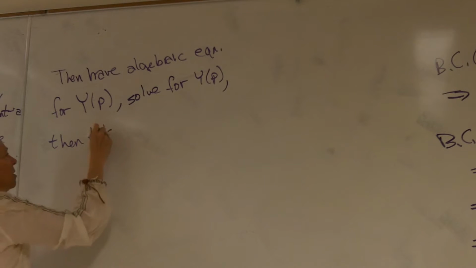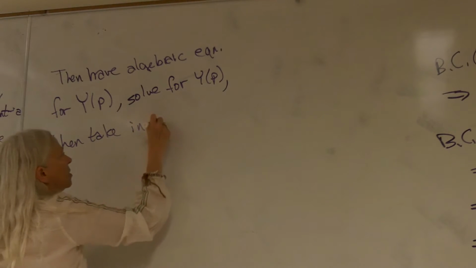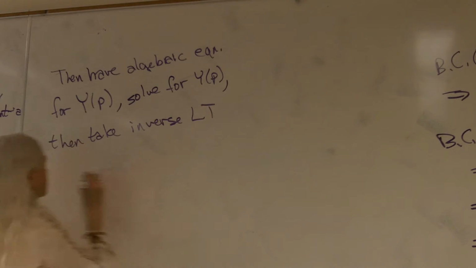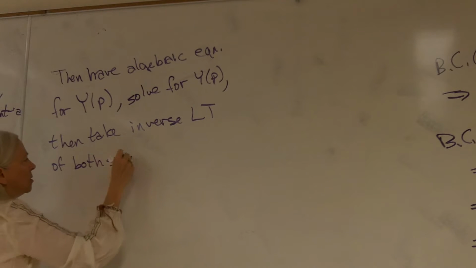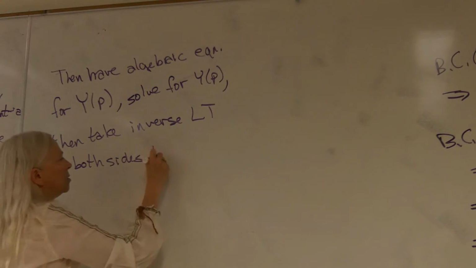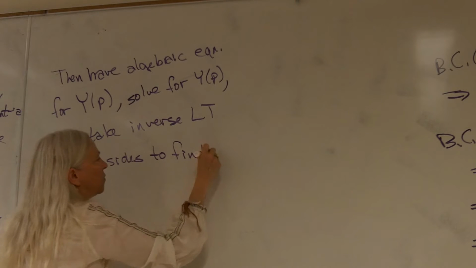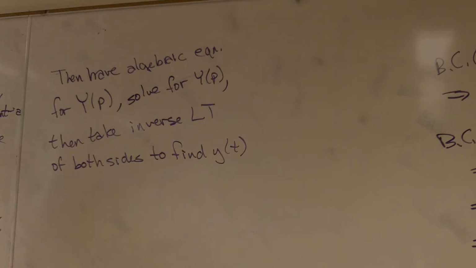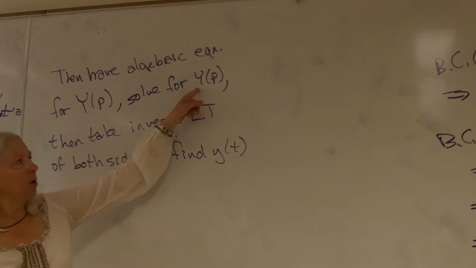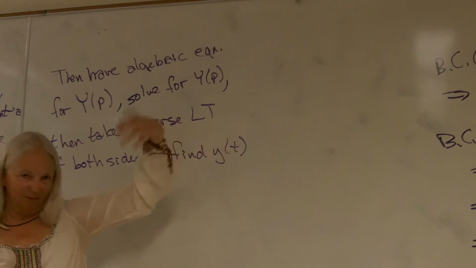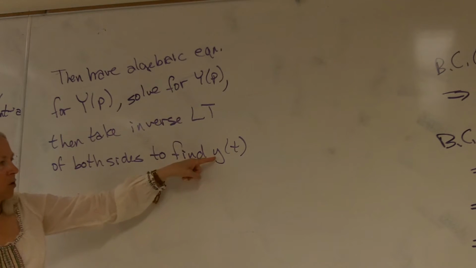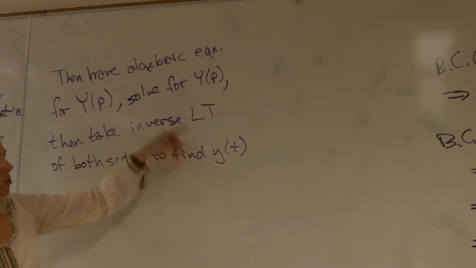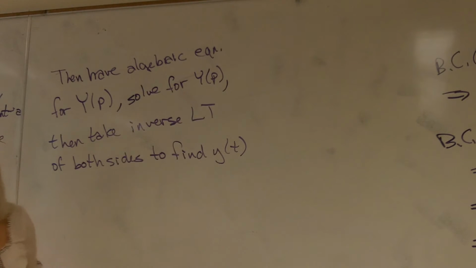Then take the inverse Laplace transform of both sides to find little y of t. Right? If you have an equation at this point, it'll say capital Y of p equals something, right? Some function of p. Capital Y is the Laplace transform of little y, so when you take the inverse Laplace transform, your capital Y turns back into little y.